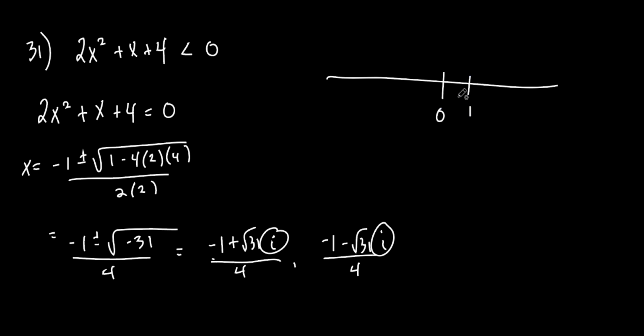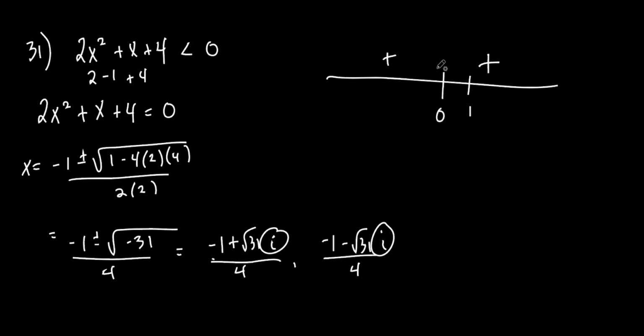Easy number, 1. Let's try 1. This is going to be a 2, plus 1 is 3, plus 4 is 7. Is 7 less than 0? No. All right. So from 0 on here, I'm going to get all positive numbers. Let's try a number to the left of 0, negative 1. So what's this? Negative 1 squared is 1 times 2 is 2, right? This is a negative 1, and then plus 4. What do we get here? 2 minus 1 is 1, plus 4 is 5.